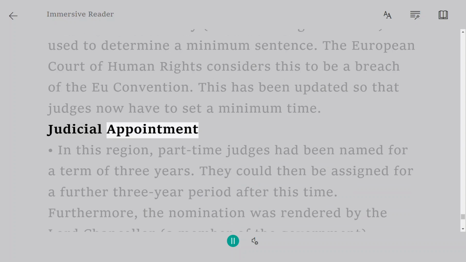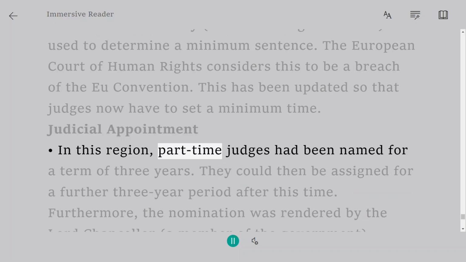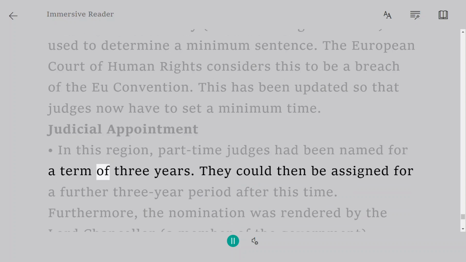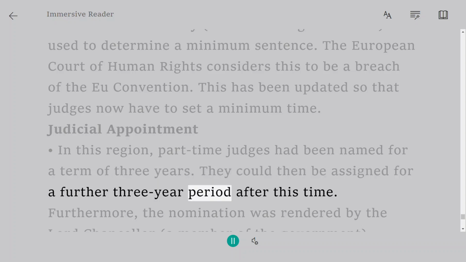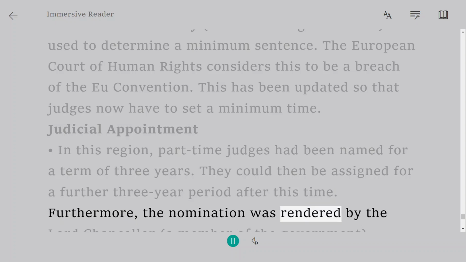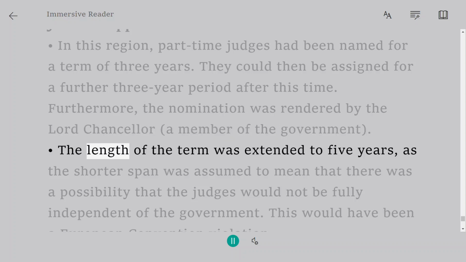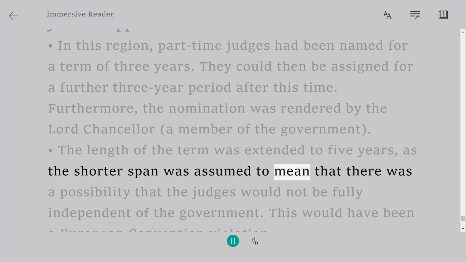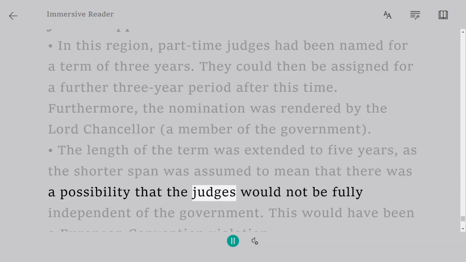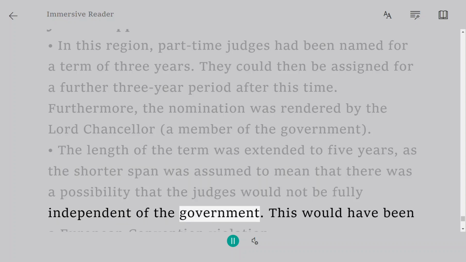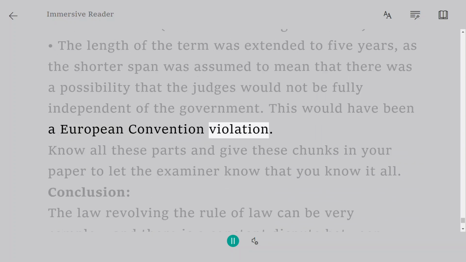Judicial appointment. In this region, part-time judges had been named for a term of 3 years. They could then be assigned for a further 3-year period after this time. Furthermore, the nomination was rendered by the Lord Chancellor, a member of the government. The length of the term was extended to 5 years, as the shorter span was assumed to mean that there was a possibility that the judges would not be fully independent of the government. This would have been a European Convention violation.